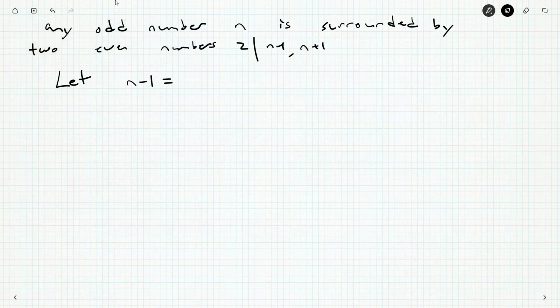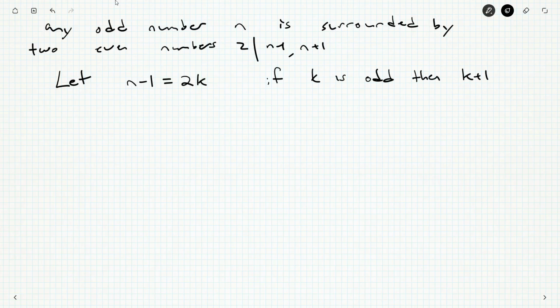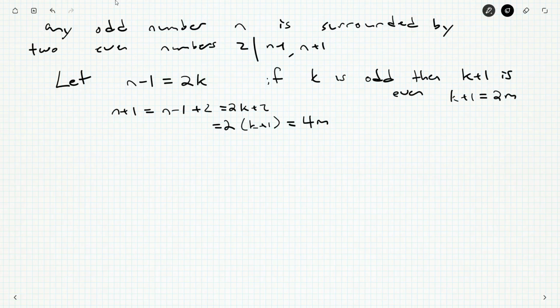let n minus 1 be 2k. We know it's divisible by 2. We know n minus 1 is even. Now, either if k is odd, then k plus 1 is even. So we could write k plus 1 is 2m. But n plus 1 is n minus 1 plus 2, which is 2k plus 2, which is 2 times k plus 1, which is going to be 2 times 2m, which is 4m.